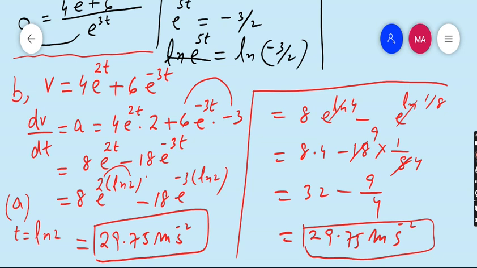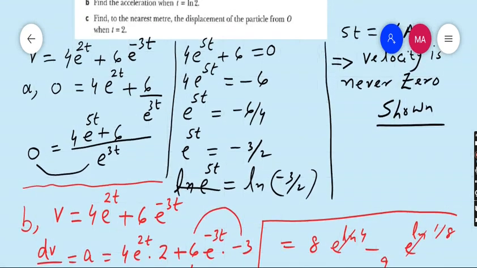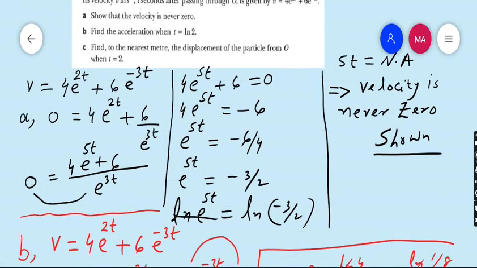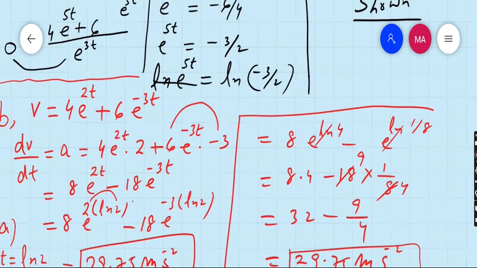What is part C? Find to the nearest meter the displacement of the particle from O when t is equal to 2. Very easy. How to obtain displacement with the help of velocity? We just integrate with respect to time.